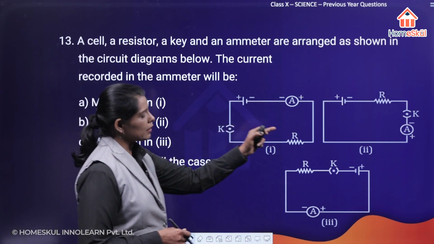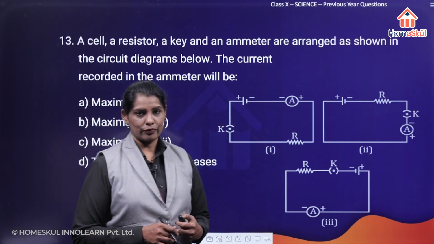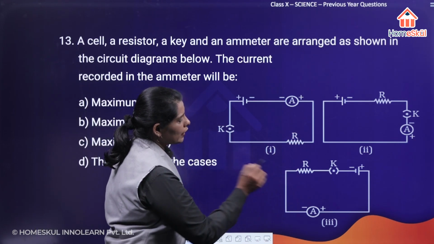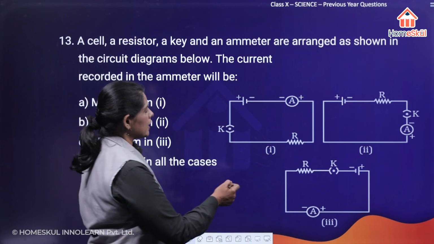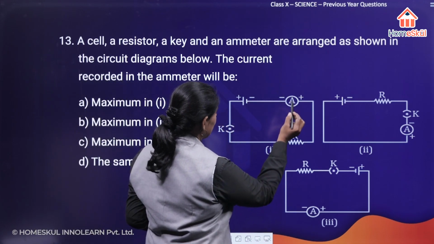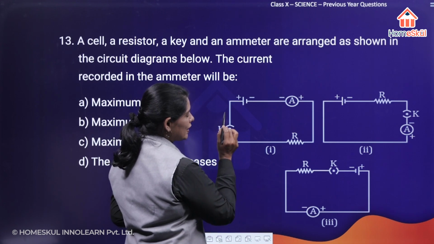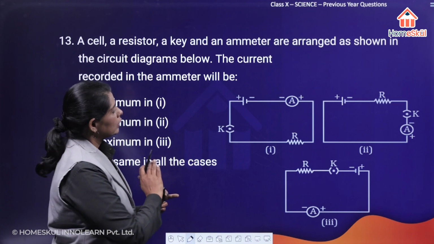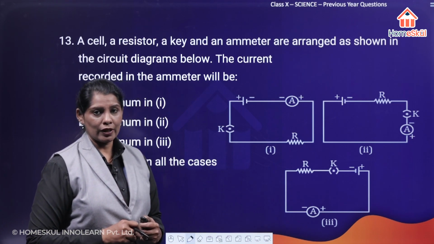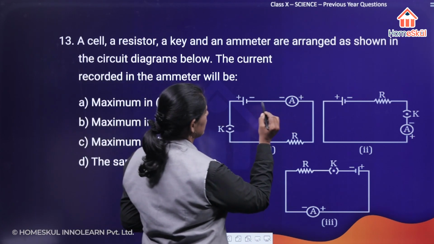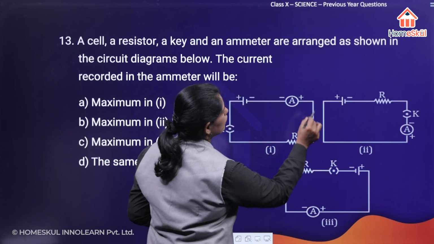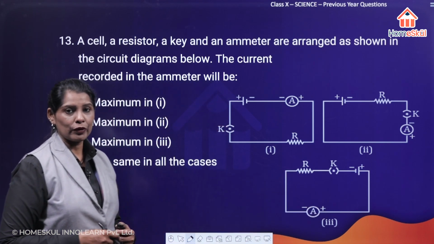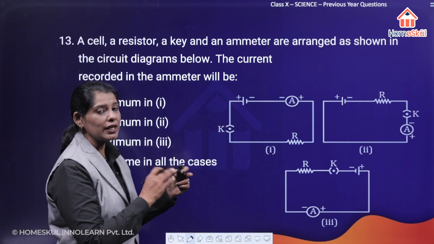Here you can see the 3 circuit diagrams given. In all these 3 diagrams, you can see the key, the ammeter, the cell and the resistance. All of these are connected in the same way. Even if you notice, the positive of the cell is connected to the positive of the ammeter in all these 3 diagrams. Only the position is changing here.